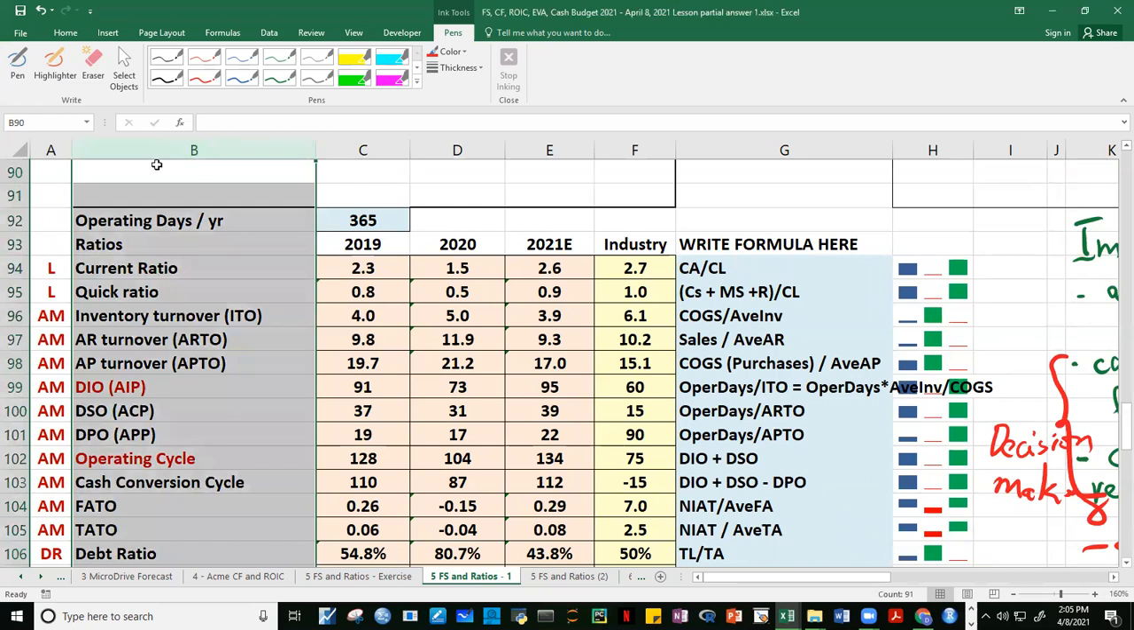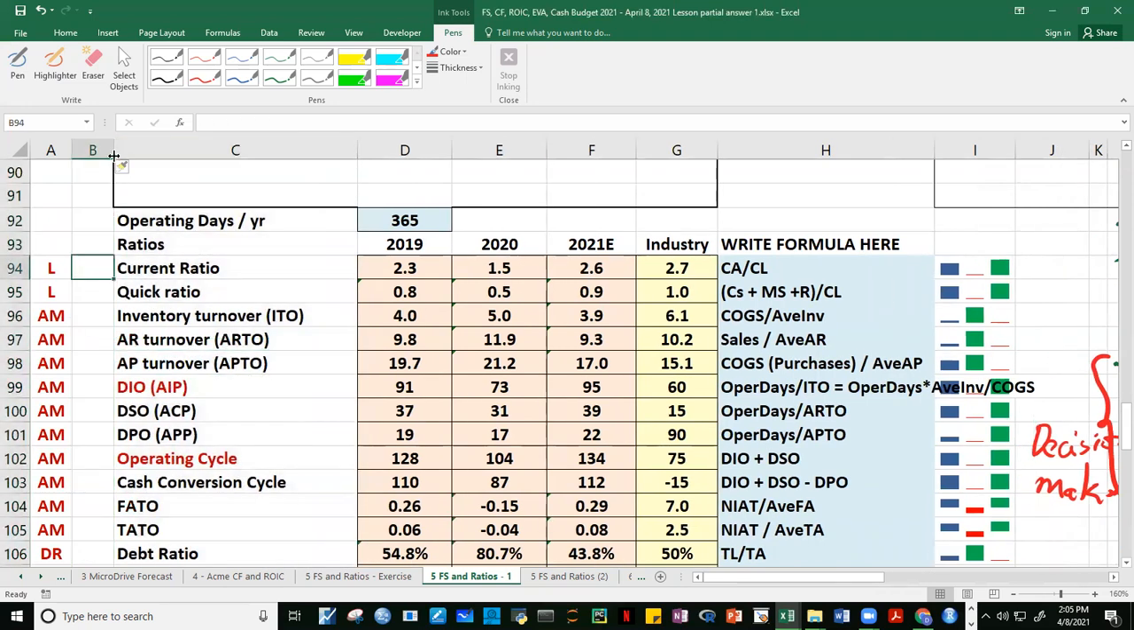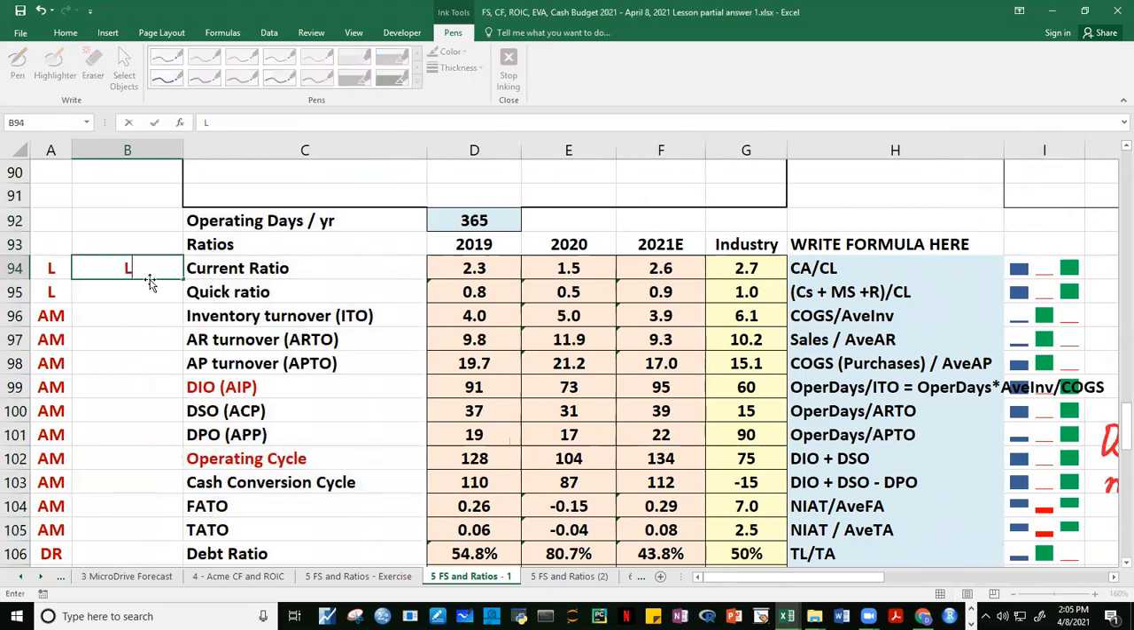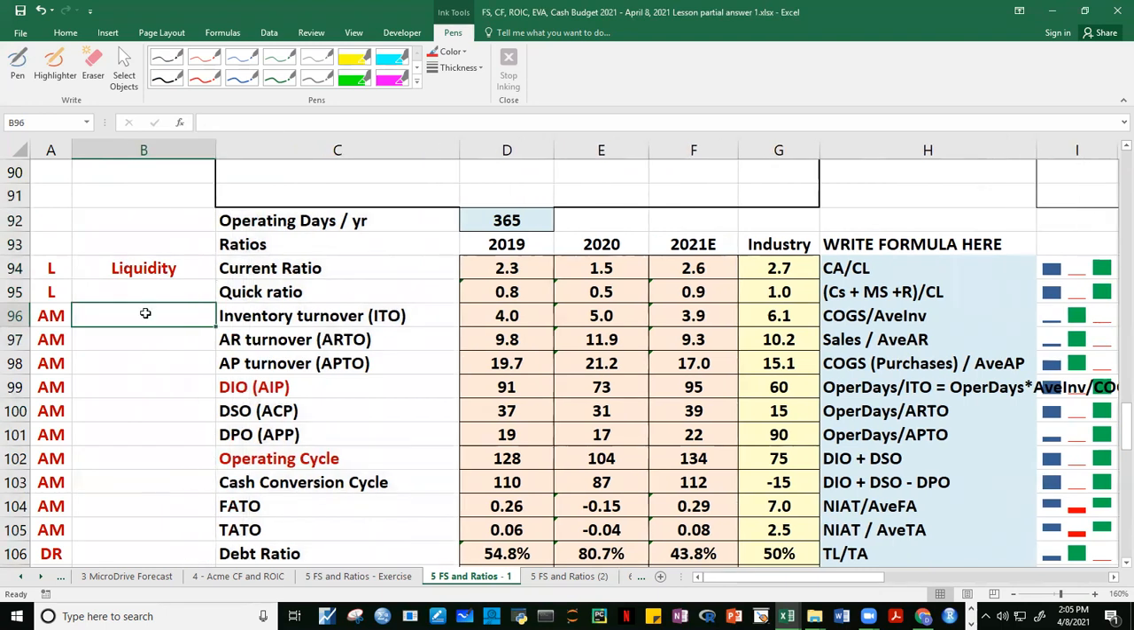So, sandali lang ha. Nag-insert ako dito. So, this L stands for your liquidity ratios. Ang example natin dito, current ratio at saka quick ratio. Ano yung AM? What's AM, guys? This is asset management ratios.